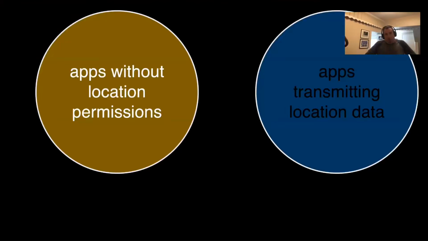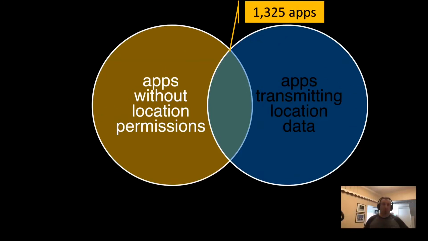So we have two sets here. We have the apps that don't have the location permission, and then we have apps that are transmitting location data. So these are pretty easy queries for us to do on our database. We did this about a year ago and found that there were 1,300 apps that were transmitting location data without the location permission. Obviously the intersection of these two sets should be null. These should not be overlapping. But in fact, they are, and that suggests the presence of either side channels or covert channels.